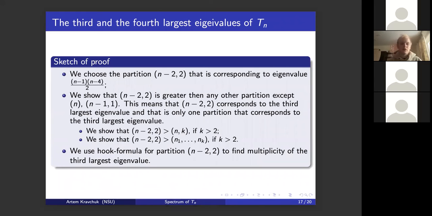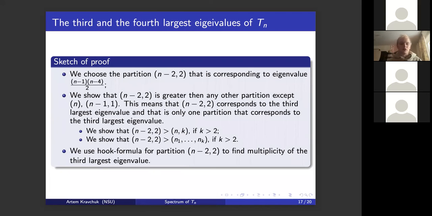At first, we choose the partition (n-2, 2) that corresponds to the eigenvalue (n-1)(n-4)/2. This value is from expression 1, which relates partitions with eigenvalues. So we choose this partition.